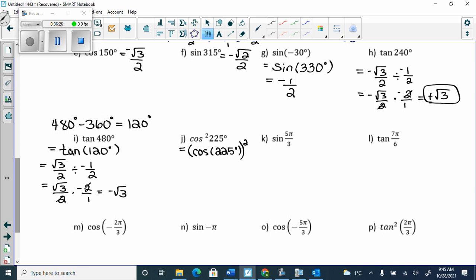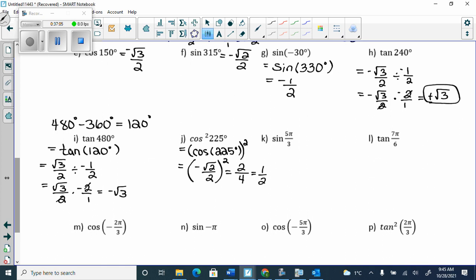Cos 225. What the heck is cos 225? Negative root 2 over 2, and I'm going to square it. What happens when I square a negative? Positive. What happens when I square a square root? Just 2. What happens when I square 2? So what's my answer? 1/2. There's going to be questions in your textbook where you're going to have to add cos 225 to sine 120. So you just have to find cos 225, sine 120, and then add them like fractions, right? Common denominators. So that's going to be one question in your textbook.